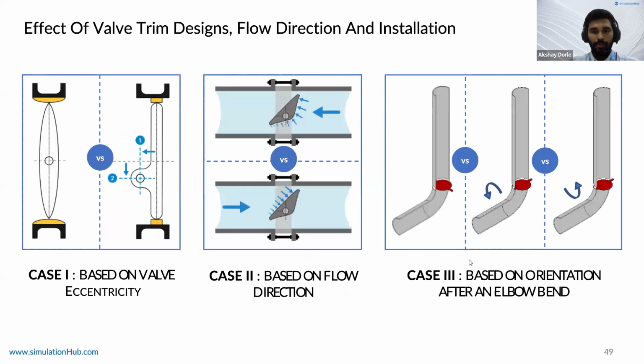Quickly go through them. This is just a visual representation of what we are going to see in the further case studies. Case study 1 would be understanding the impact of eccentricity on the CDT, or the hydrodynamic torque coefficient. Then it would be based on the flow direction. Is it shaft side? Is it seat side? And then how the valve is oriented at the end of an elbow bend.